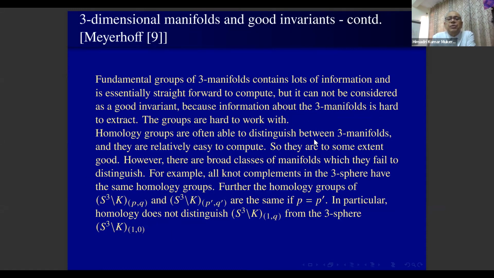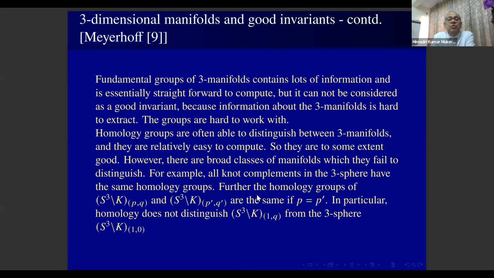Homology groups are often able to distinguish between 3-manifolds, and they are relatively easy to compute. So they are to some extent good invariants. However, there is a broad class of manifolds which they fail to distinguish. For example, all knot complements in the 3-sphere have the same homology groups.